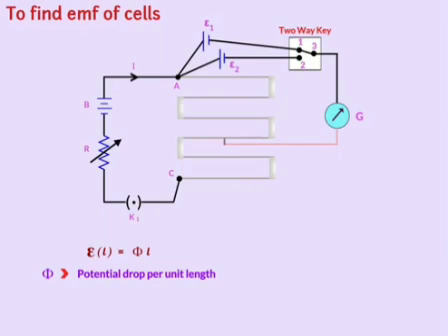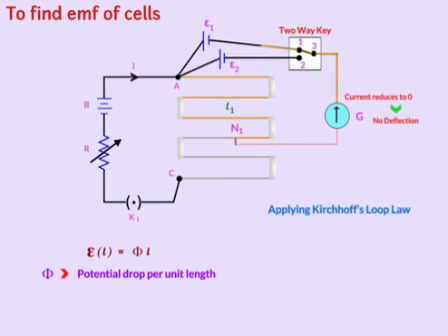Now move the jockey up to distance L1 from point A, say up to point N1. At this point, current reduces to 0 and so the galvanometer settles on the 0 mark, that is, shows no deflection. So, let us now apply Kirchhoff's loop law for loop A N1 G 3 1 A. We get phi into L1 plus 0 minus epsilon 1 equals 0. Label this as equation number 1.